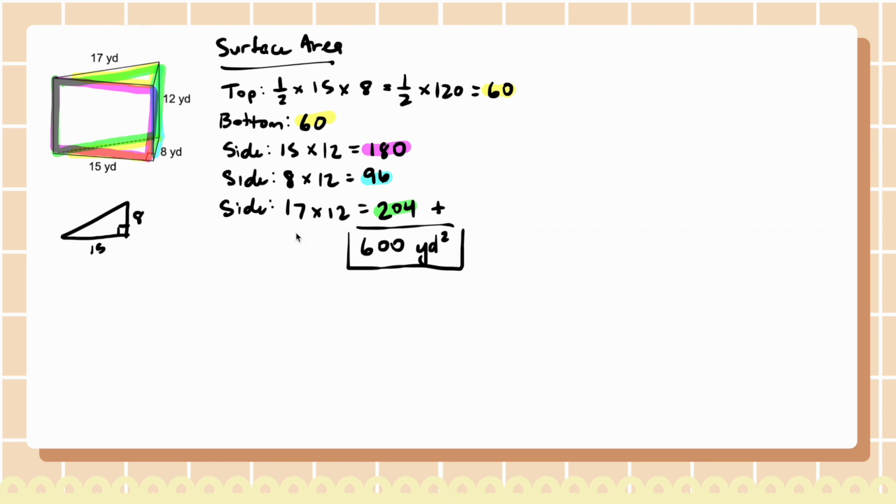Now let's go ahead and break down what we just did. So I'm going to start by labeling my dimensions of the triangular prism. So here we had the base, and this was the height of the triangles on the top and the bottom. So what we started off by doing was multiplying 1/2 times the base times the height. And we did that 2 times.